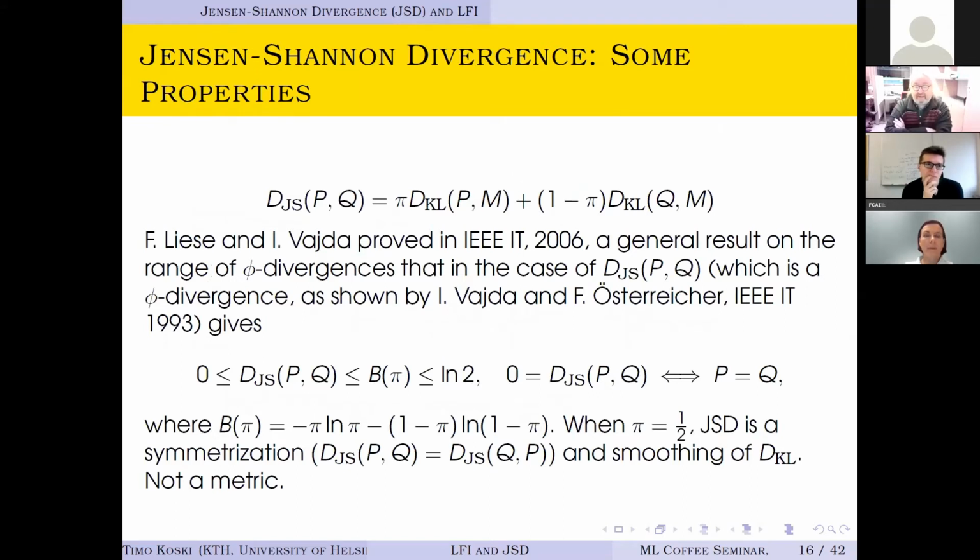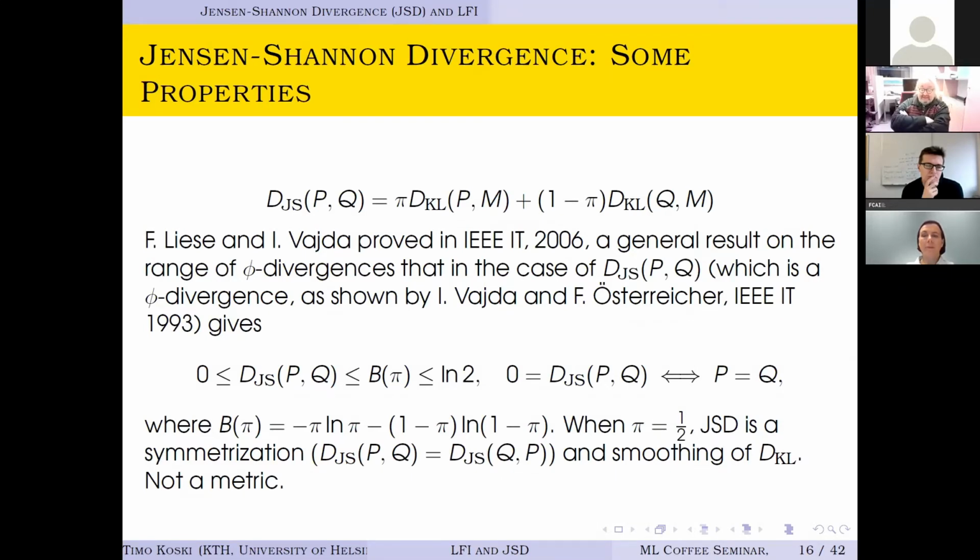Now, there are names of people that have been working on this. Actually, both the Kullback-Leibler divergence and the Jensen-Shannon divergence are special cases of what's known as phi divergences, or Csiszár's phi divergences. So if you study phi divergences, you get results here. They are valid for Kullback-Leibler as well as for Jensen-Shannon. And by one of these results, there is this range of the Jensen-Shannon divergence.